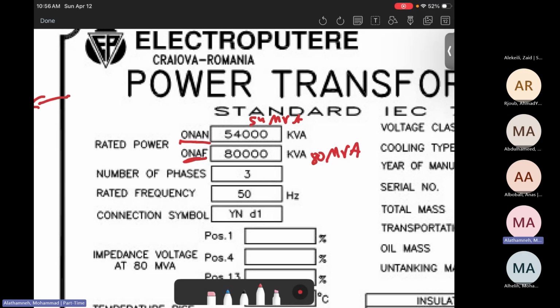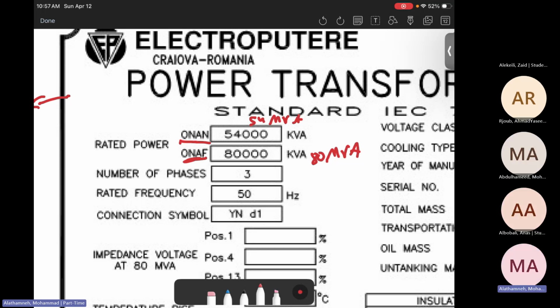Therefore, in this type of transformer, we have fans that are switched off. They will be switched on once necessary. When we increase the power and it reaches 50-ish, like 50, 51, 52 megavolt ampere, the fans start turning on. Therefore, we have more room to power up the transformer for higher values.